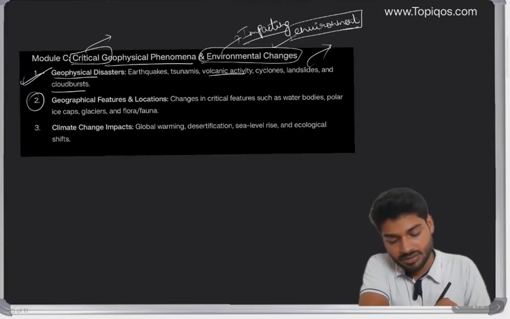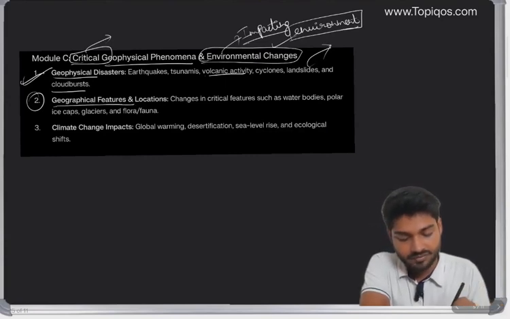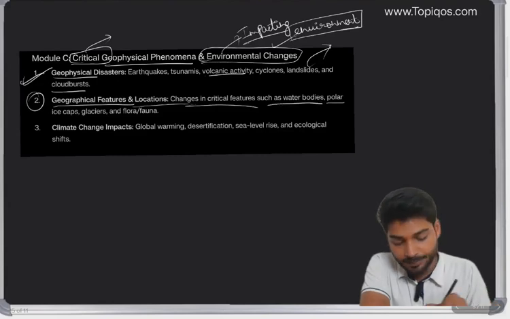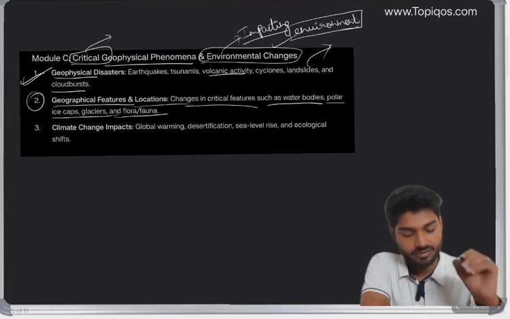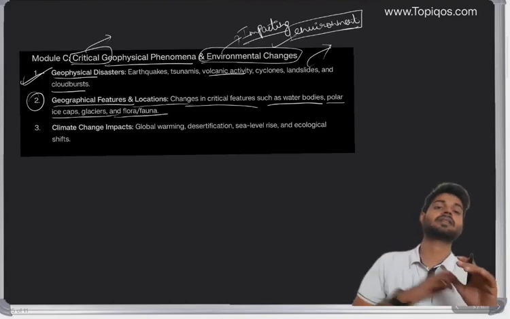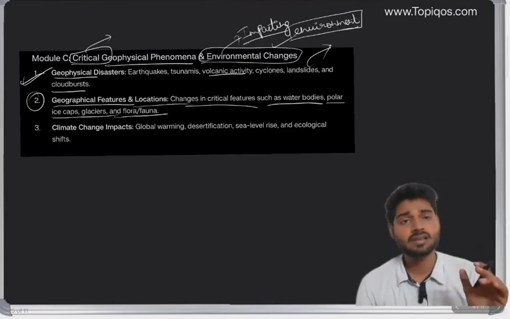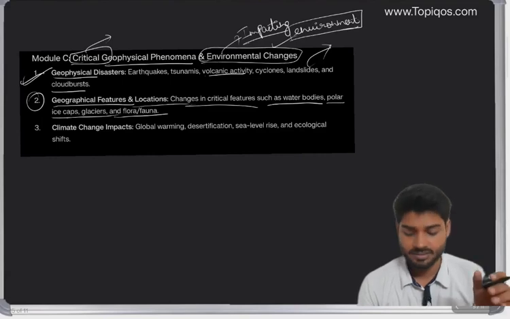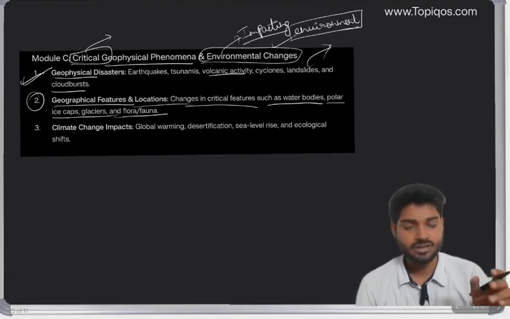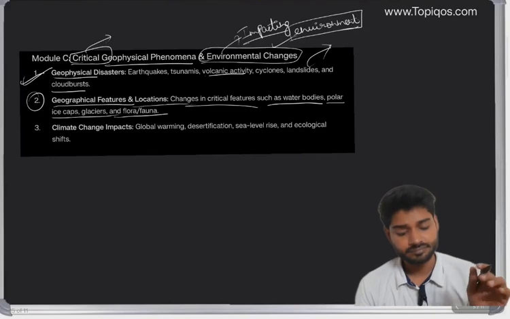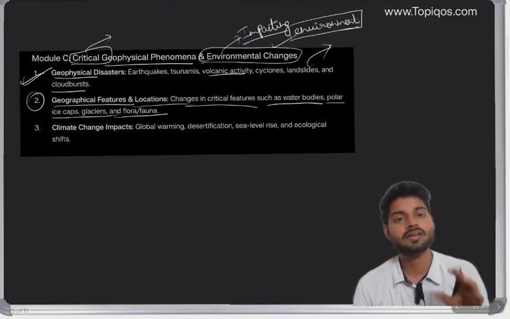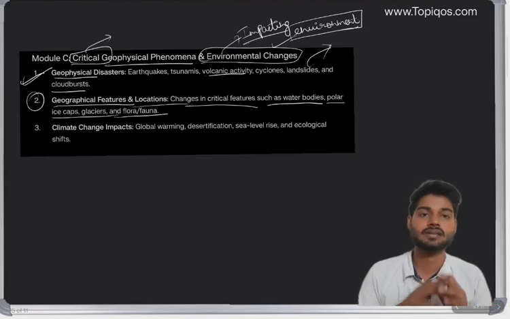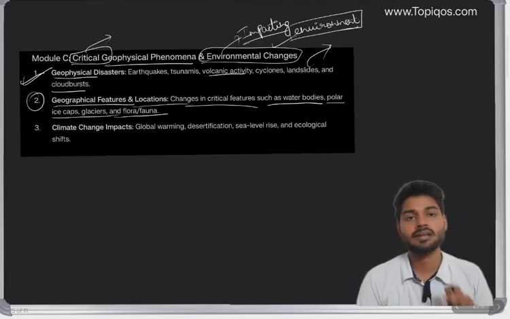Now we'll be moving to geographical features and location. Changes in critical features such as water bodies, polar ice caps, glaciers, and flora and fauna. Basically, there would be critical changes in the water bodies, polar ice caps, glaciers, and flora and fauna of the world. So if there are critical changes, there are changes in all of this, and we have to study that also.